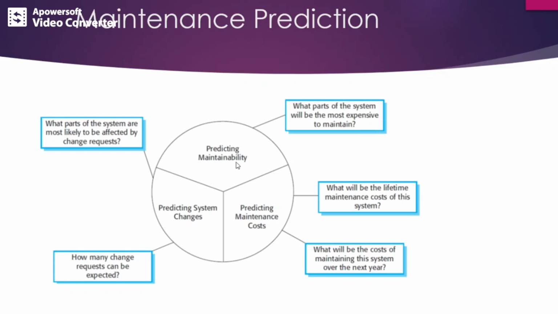Next, predicting maintainability. What parts of the system will be the most expensive to maintain? Now, you know that the entire system is made up of several parts. In that, some parts might be very expensive to maintain. So the charge incurred will be more here.